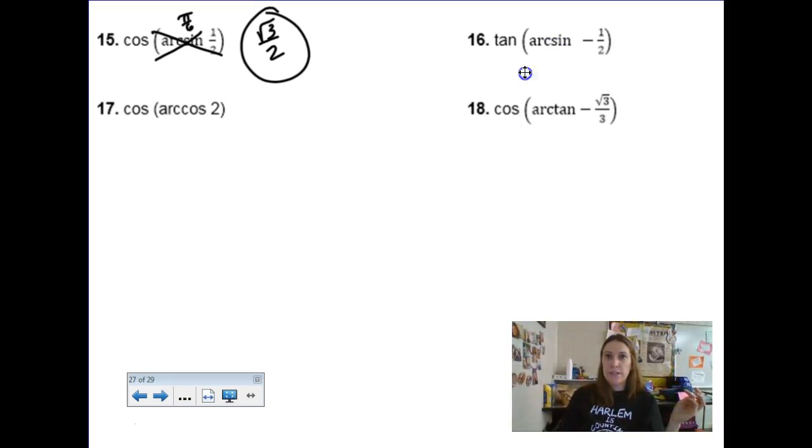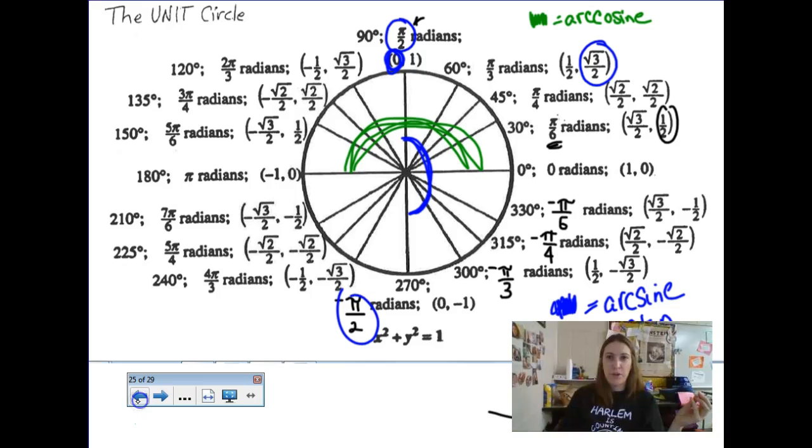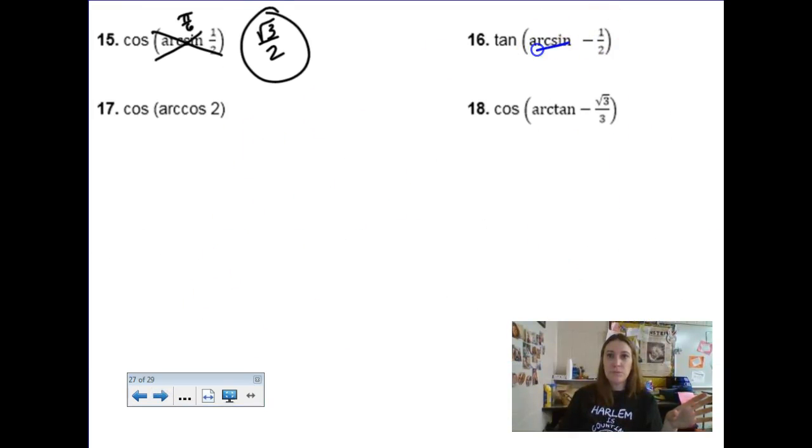All right, tangent of arc sine negative 1/2. So start on the inside where arc sine is defined. I want to know when I get a sine output of negative 1/2 this time. So sine of negative 1/2 would be this guy right here. So that's negative pi over 6. Remember how we defined that. So this is negative pi over 6.